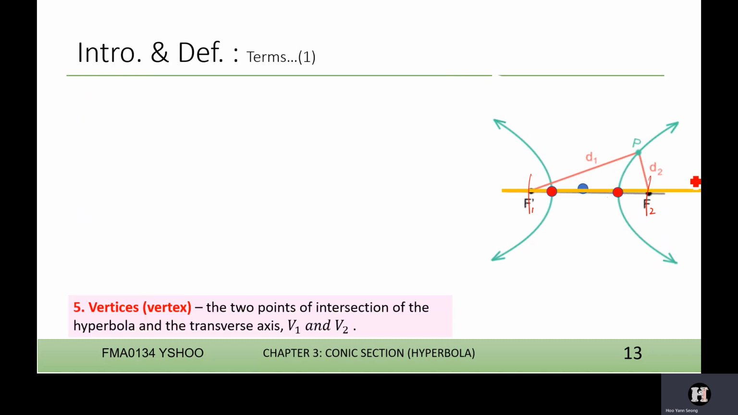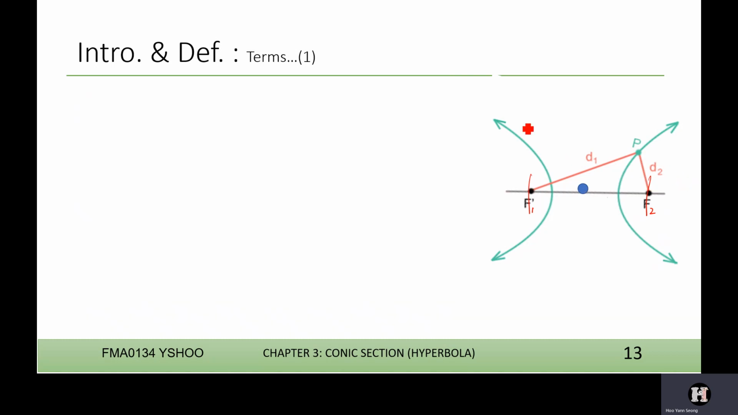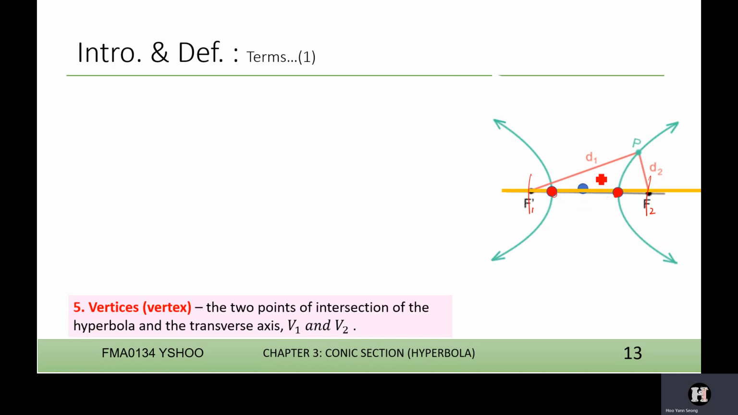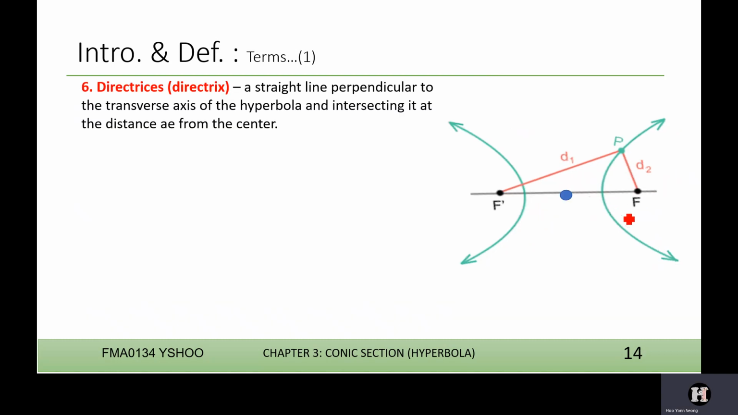After that you will learn about the vertices. What are these vertices? If you look at this picture, our hyperbola goes through our transverse axis at one point each. These two intercept points, one is called a vertex, more than one are called vertices. So the two points where the hyperbola intercepts the transverse axis you can name V1 and V2. And after that, the directrix or directrices, it doesn't matter.